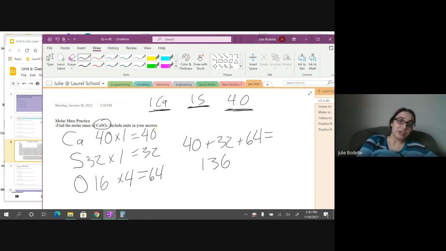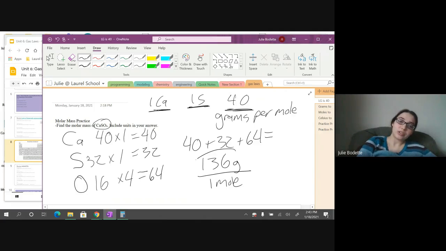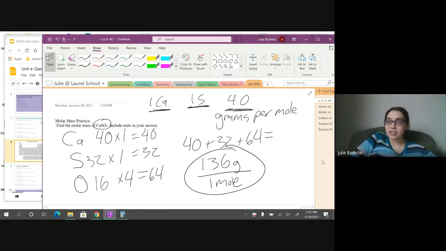Okay, and then we need units for our answer for molar mass. If you remember, we measure molar mass in grams per mole. So I can say 136 grams per 1 mole. What this means is if I weigh out 136 grams of CaSO4 on a balance, I would have 1 mole of CaSO4, so I would have 6.02 times 10 to the 23rd particles of CaSO4. So this is our molar mass.